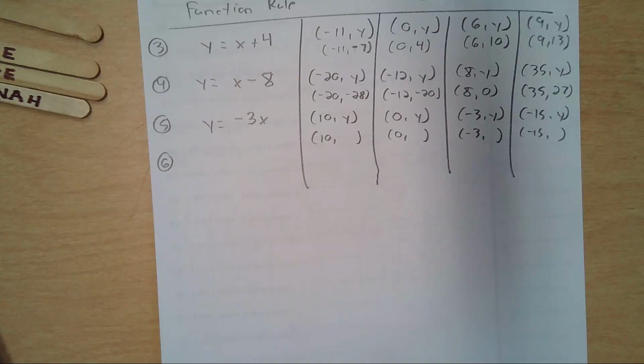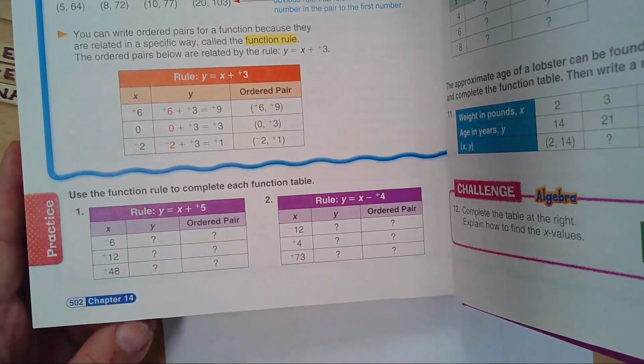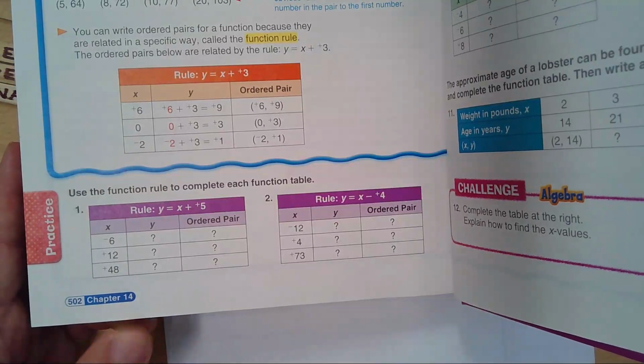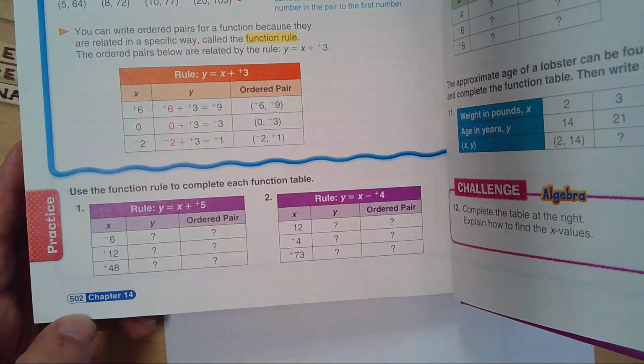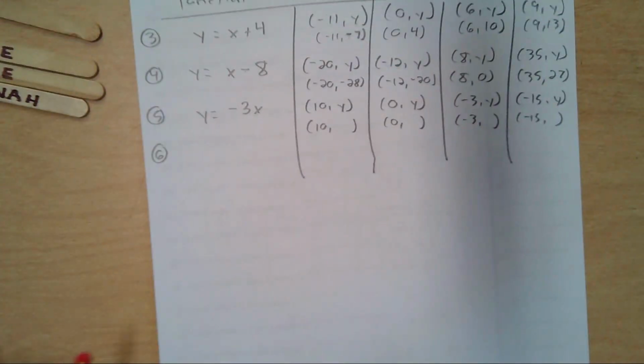Problems 5 through 14 are pretty much the same thing we did in here. They give you a rule, they just give you 2 different equations with 5 different x values to plug in. So you're solving for y, then writing out the ordered pair. The last one, complete the function table. You need to figure out on your own what the rule is. How did I get from x to y?